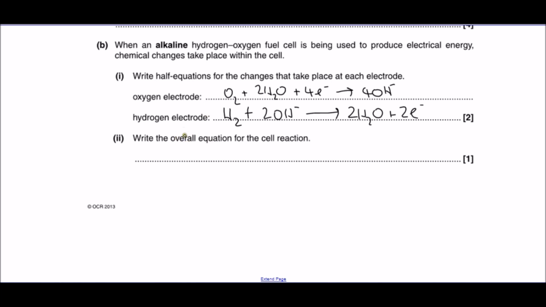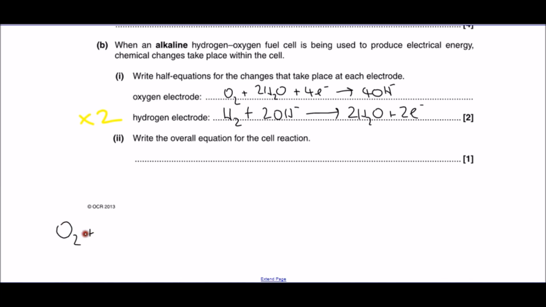Then it says write the overall equation for the cell reaction. If you'd picked the wrong two and you'd gone for the acid ones, you could still do this second part because you'll still end up with the same equation. If we look though, this first half equation has 4 electrons and the second has 2. So we're going to multiply the bottom by 2. And then I'm going to do my rough working down here.